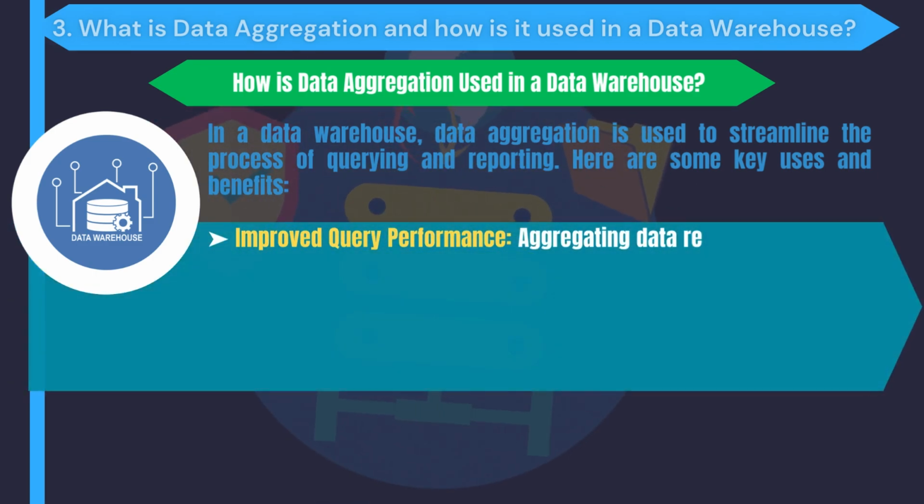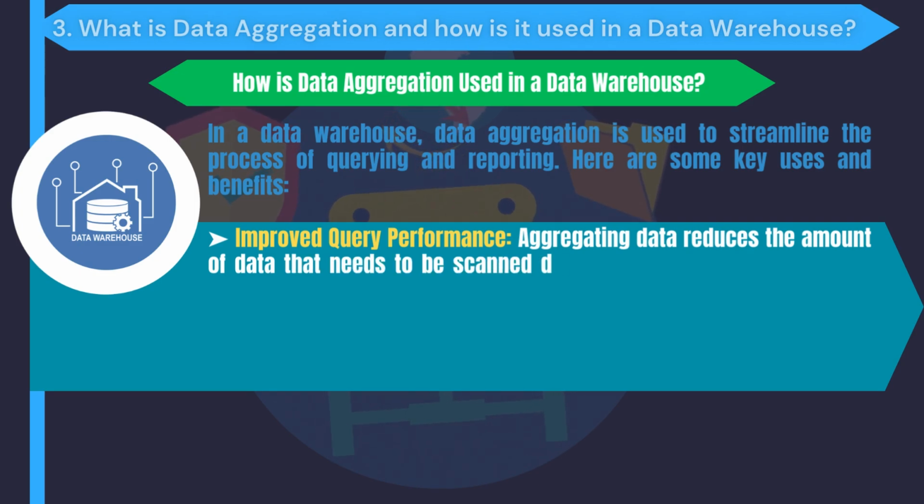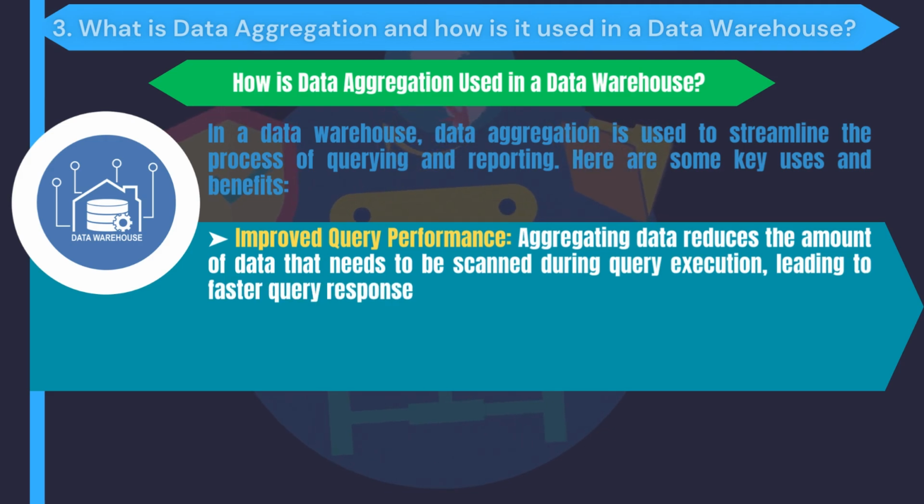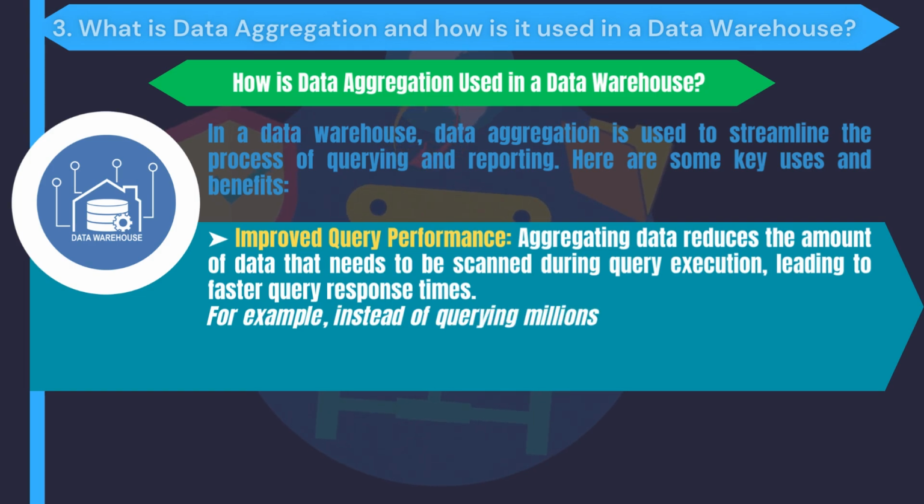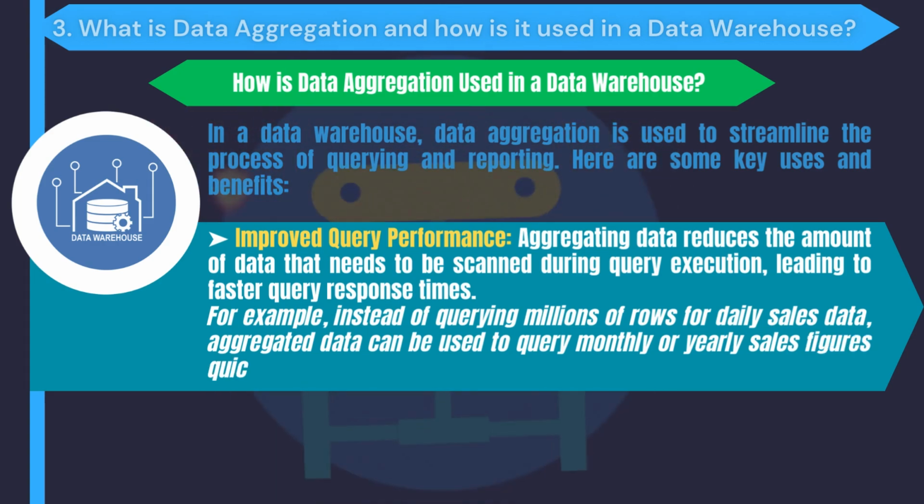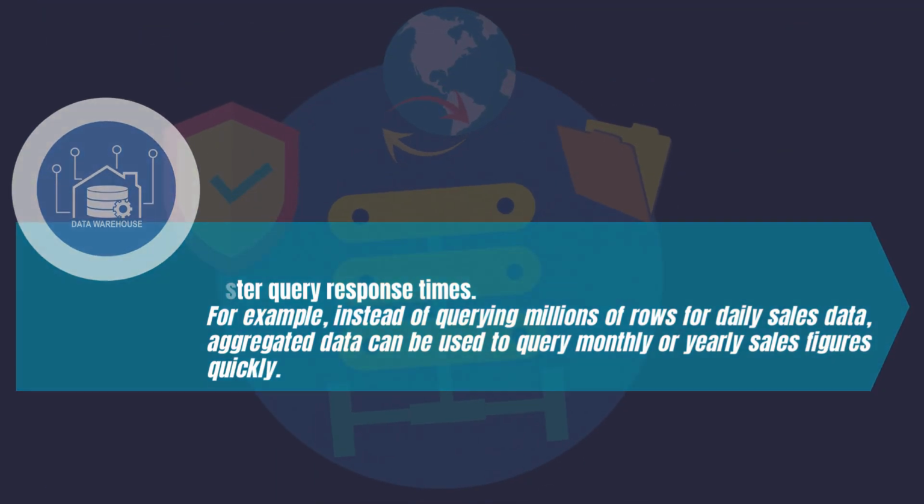A. Improved query performance. Aggregating data reduces the amount of data that needs to be scanned during query execution, leading to faster query response times. For example, instead of querying millions of rows for daily sales data, aggregated data can be used to query monthly or yearly sales figures quickly.